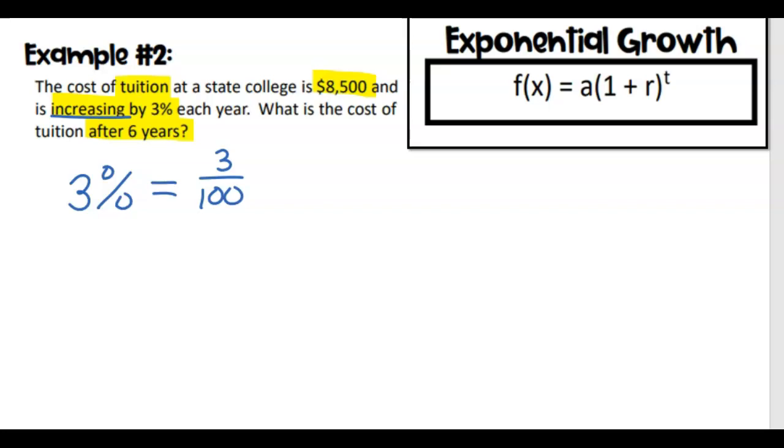So you can put that in your calculator if you don't already know that this would be 0.03. The way you change a percent to a decimal is you divide it by 100, because the word percent means part out of 100. Okay, so now we're going to use our equation up here. Here's the equation. What does the A stand for? Initial amount. How much is the initial amount of the college?